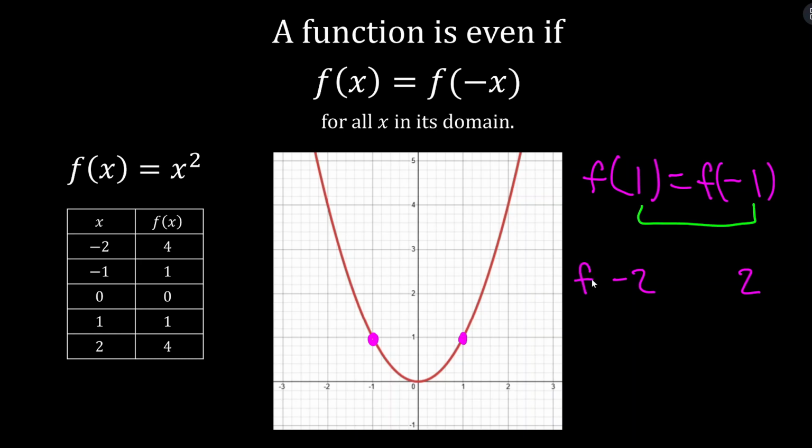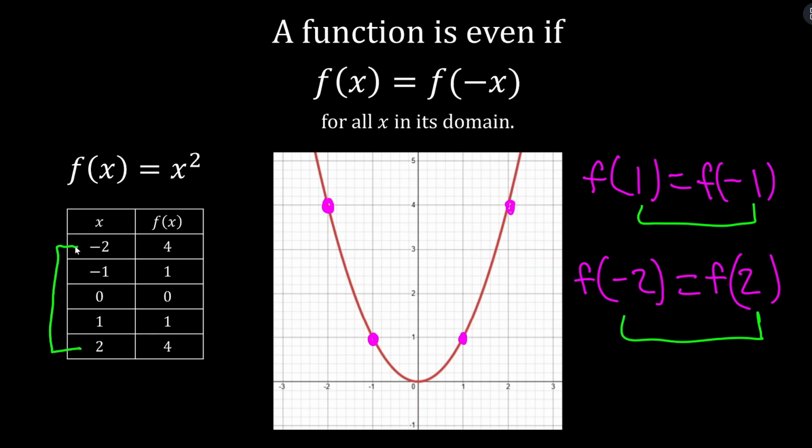We can do the same thing here. What is f of negative 2? That's our x in this case, and that's 4, and we're comparing that to f of positive 2, which is also 4, and these are equal. Awesome. So we're relating two y values. That's what this definition is saying: if we take two x values of opposite sign, their y values are equal. And we can see the same thing over here. If we look at it from a table perspective, 2 and negative 2 are opposites, and their y values are equal. Negative 1 and 1, opposite x values, their y values are equal.